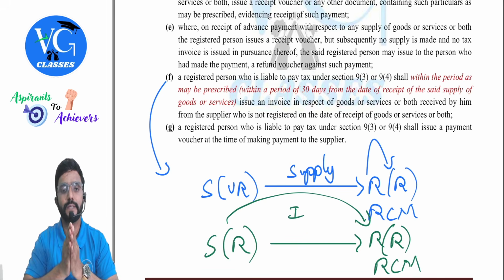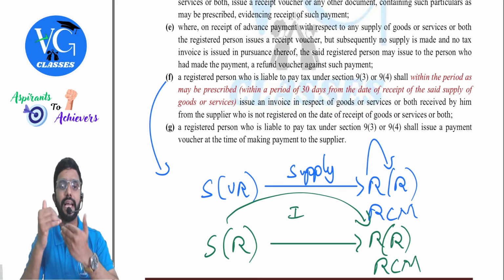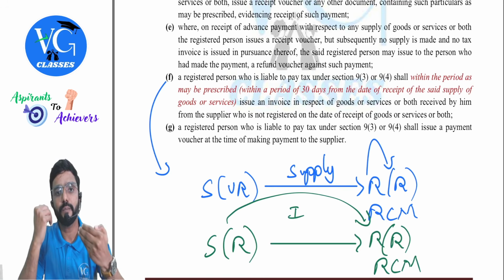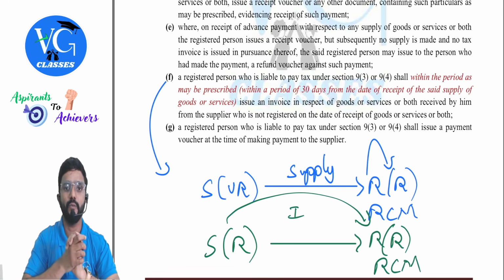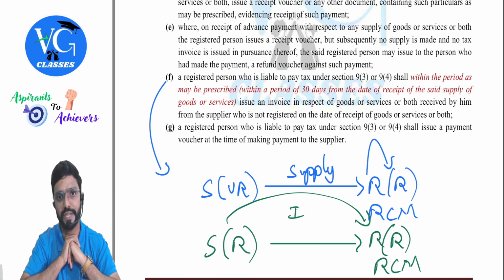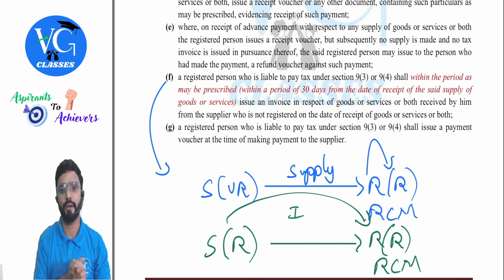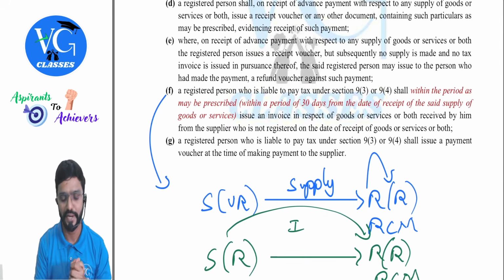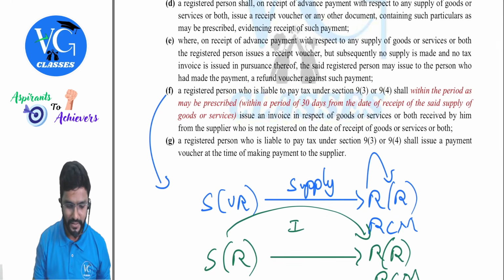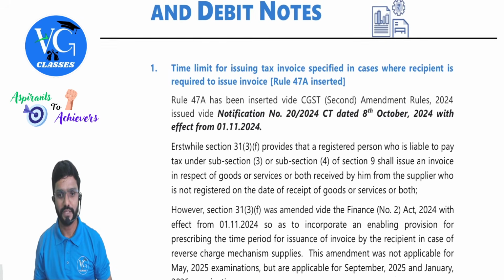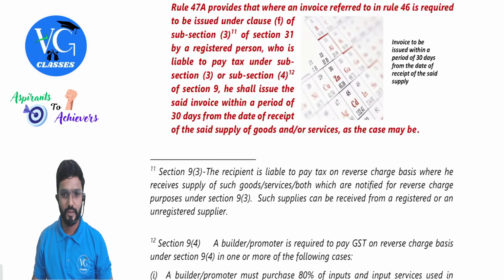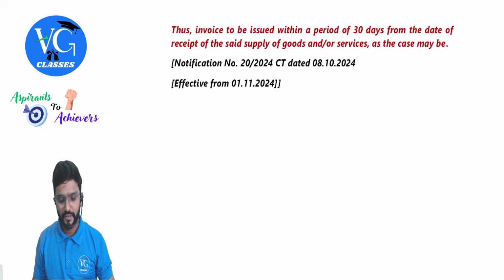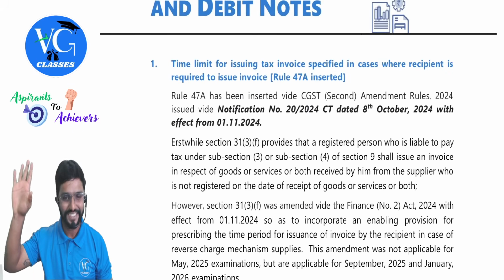Got it? So only if supplier is unregistered, recipient is registered and paying tax under RCM, recipient is supposed to issue invoice for himself. Within what time? Within 30 days of receiving the goods or services, guys. That 30 days is an amendment. Got it? So whatever I have highlighted in red color is an amendment. You can just update it. Yes, sir. So what is the story they have given? We will see. So big story is there. Okay. 30 days is an amendment, guys.